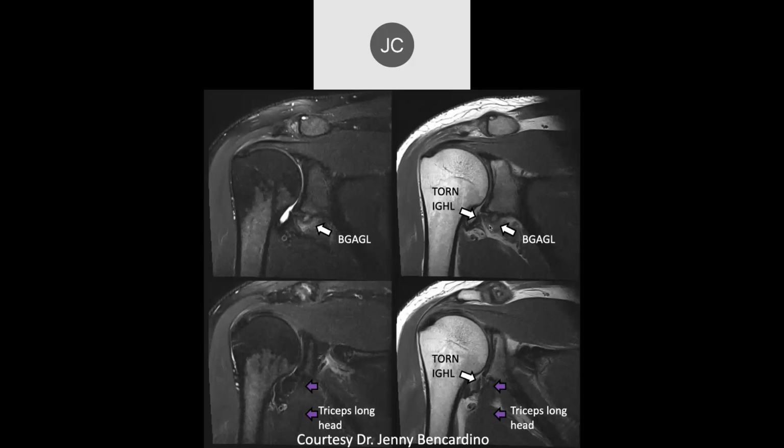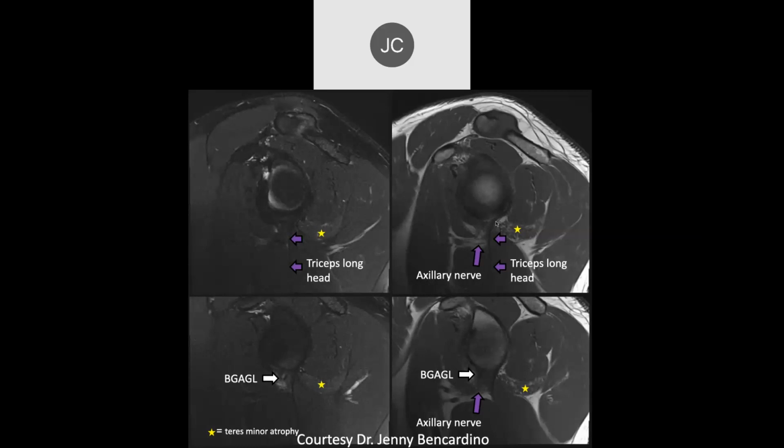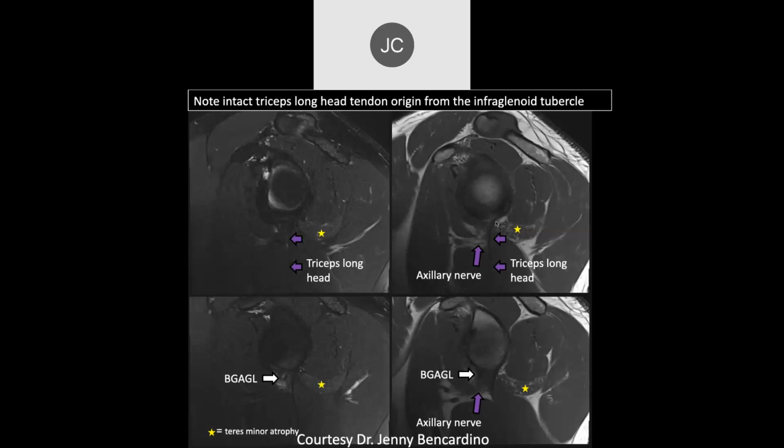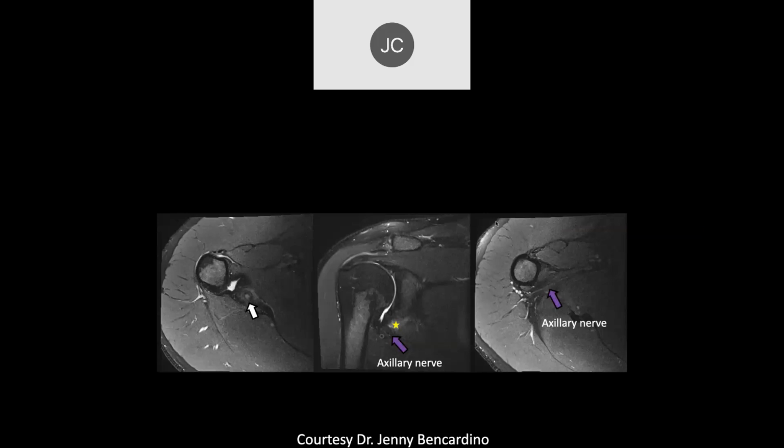So you can see here, this is called a bagel lesion, which is a bony glenoid avulsion of the glenohumeral ligament. So we have a bone fragment that comes off with it. Okay. And it just shows how close these are to the axillary nerve.